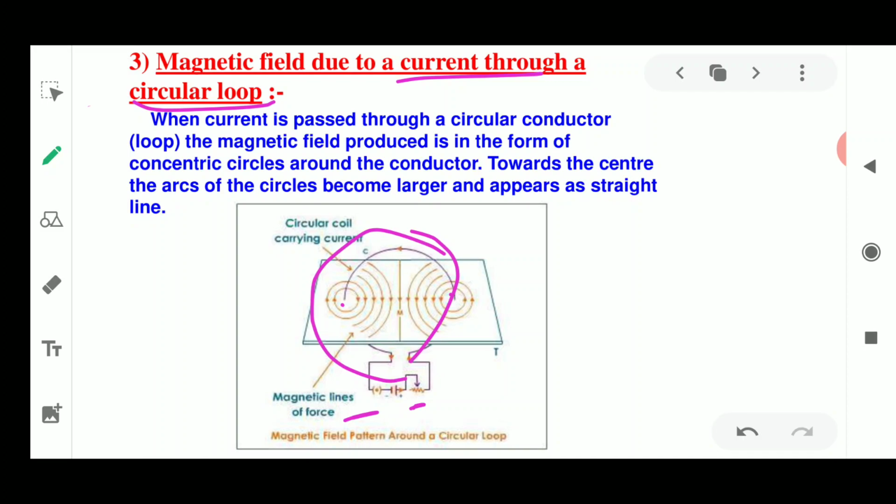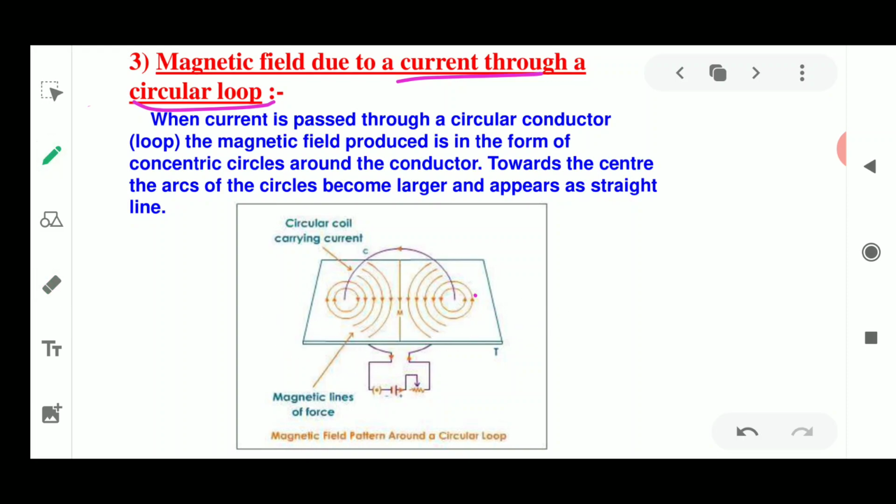Before switching it on, you have to sprinkle some iron filings over it. As soon as you sprinkle the iron filings, they are going to be spread everywhere, and once you pass the current through this current carrying conductor, you have to tap this cardboard for some time. Once you tap this cardboard, the iron filings are again going to take a particular shape.